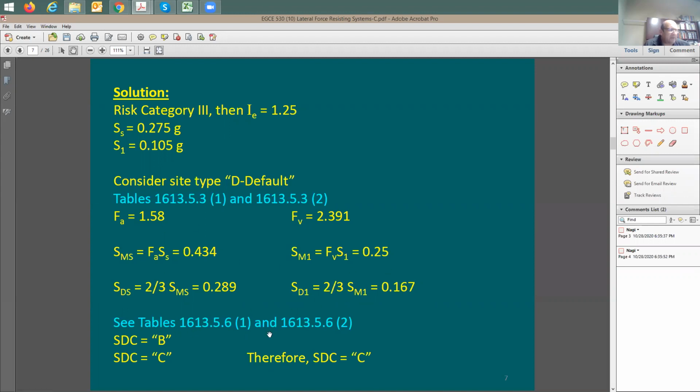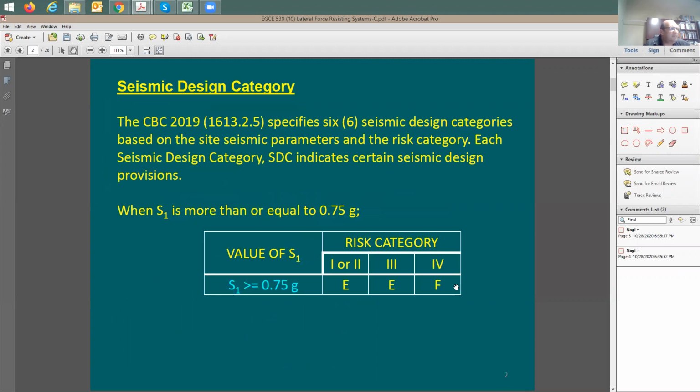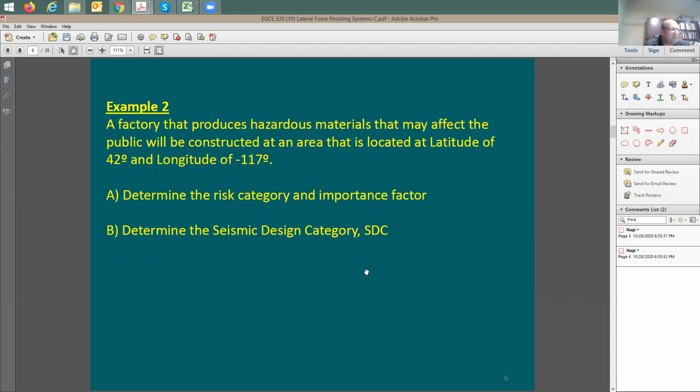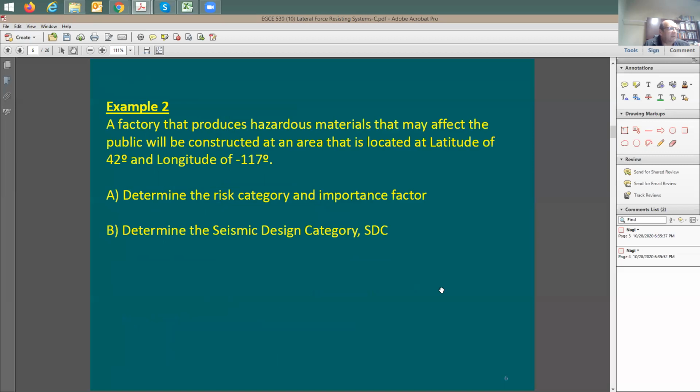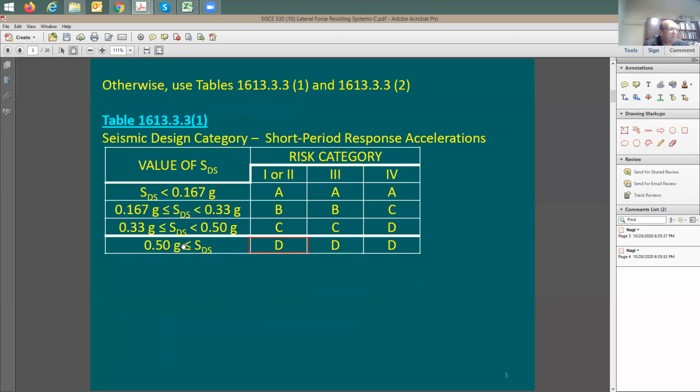Now, based on these 2 tables, if you do the first table, based on the SD1, you get size design category B. If you do the second table, you are going to get size design category C. This is the discussion I was talking about between these 2 tables. So let's do this in detail. My SDS equals 0.289. Okay, so remember this. The SDS is 0.289. So let me go to the SDS table. 0.289. Where do I fall? I'm here, right? Between 0.167 and 0.33. And the risk category is 3. So I'm at B. So size design category B.